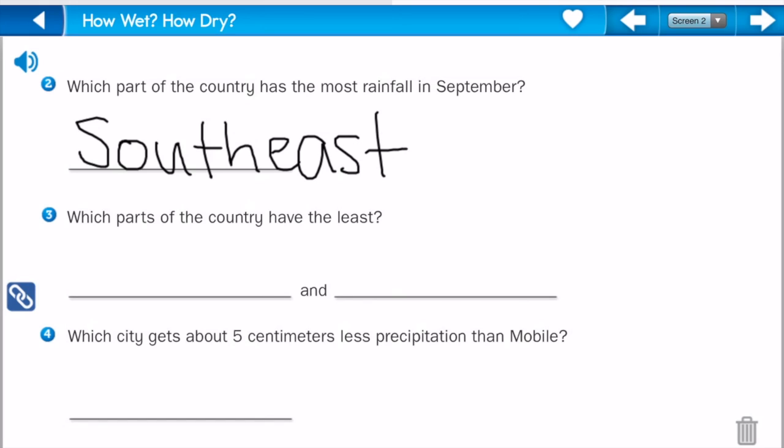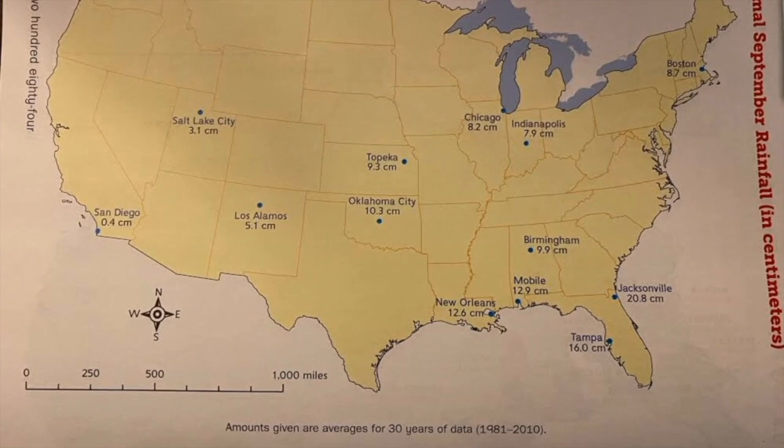Which parts of the country have the least? So let's go back. Okay. So it looks to me like San Diego, Salt Lake City, and Los Alamos have the least amount of rain, which would be the west and the southwest.